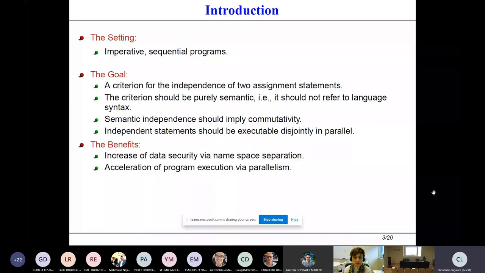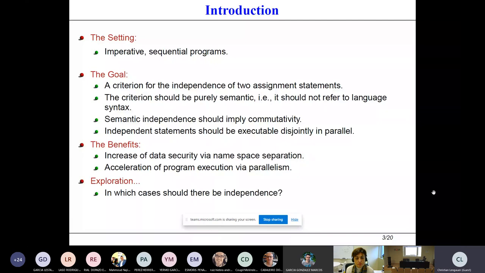What are the benefits? There are two major benefits. One is in data security, namely if you have this disjoint parallelism, then you can separate the namespaces and implicitly have a firewall between these two platforms, and data security in this respect. But another main issue is, of course, the acceleration of program execution by being able to execute these statements in parallel.